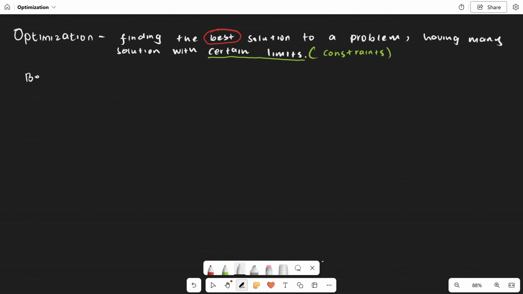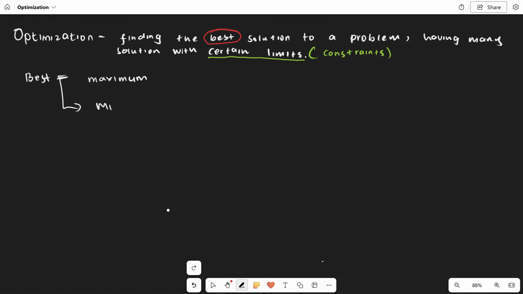Sometimes best can mean maximum, and sometimes best can mean minimum, right? So it depends on the situation that you're dealing with. It's either you want minimum or you want the maximum, right? So I'm gonna make an example.